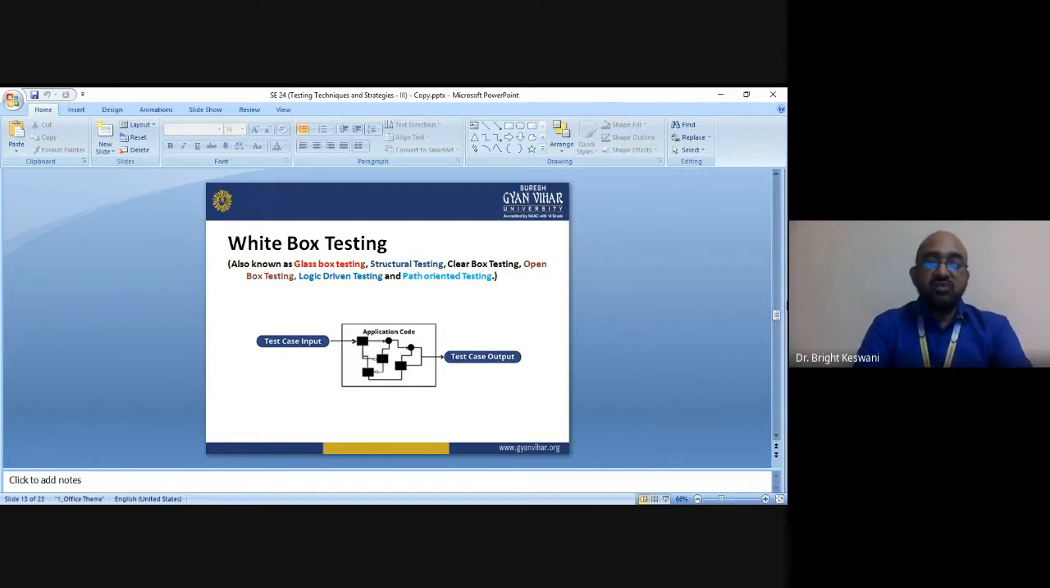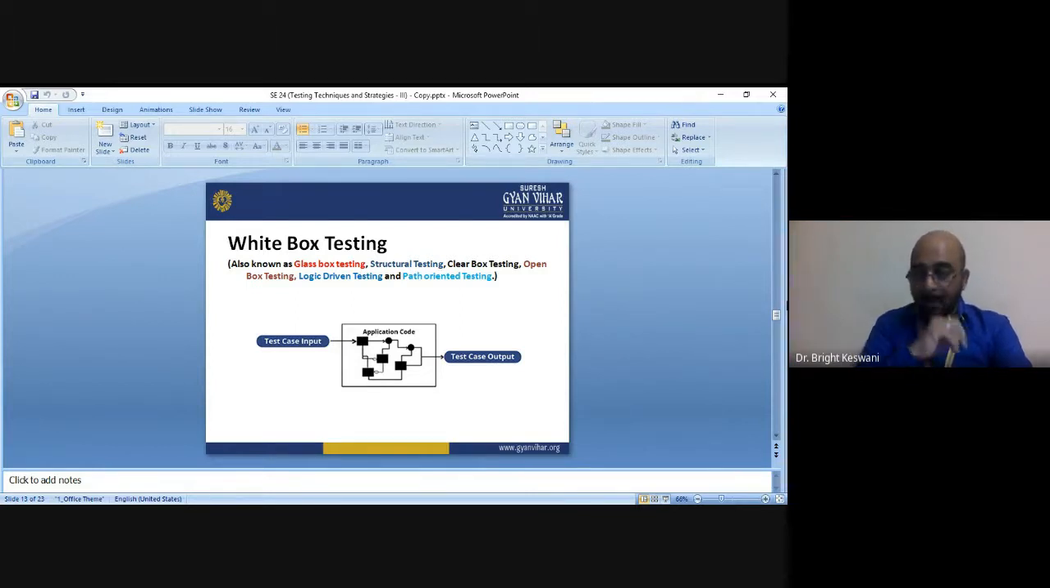So what is important in white box testing? It is important to have a clear-cut understanding of the code. In-depth knowledge about the specific language is required when we are doing white box testing.